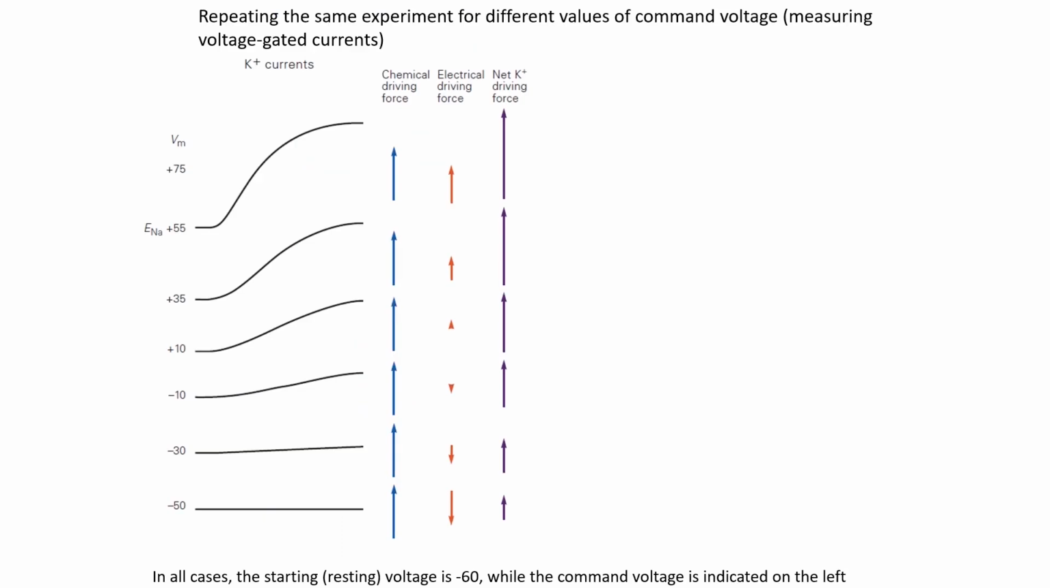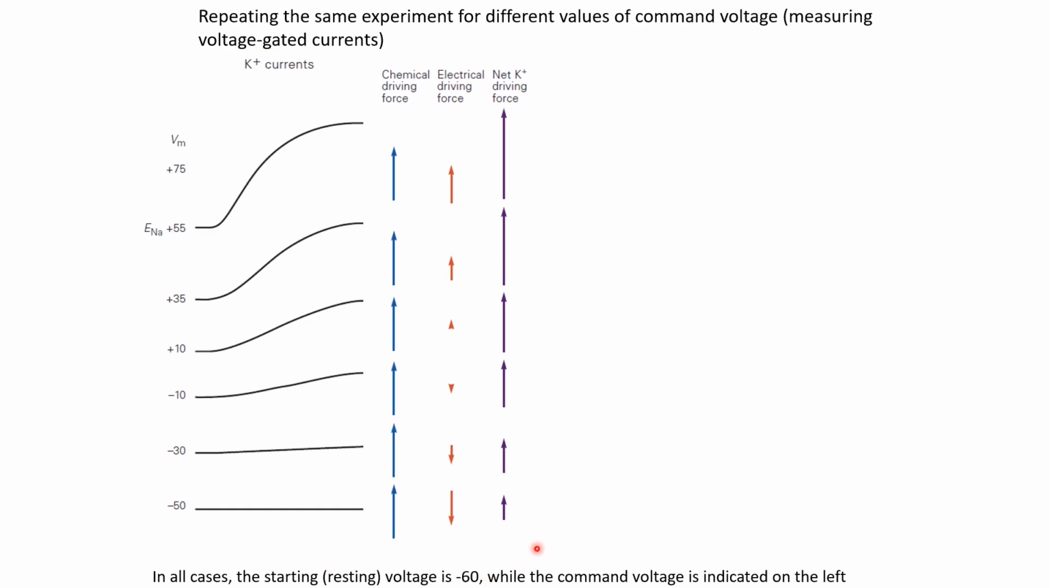Now we can repeat the same experiment for different values of the command potentials. So every time we start with the resting membrane potential of minus 60 millivolts, and then we take the membrane to different values of command potential. And at each value of command potential, we can observe the potassium current and the sodium currents using the pharmacological agents as we saw on the last slide.